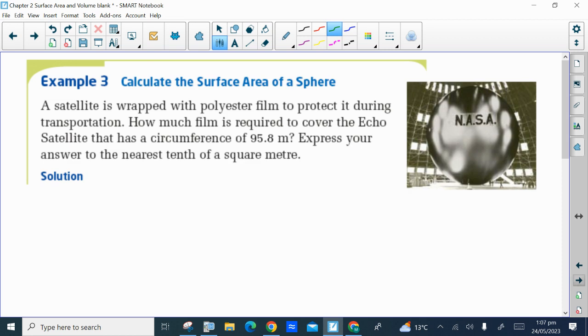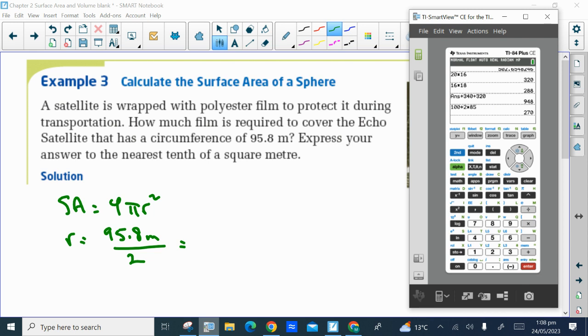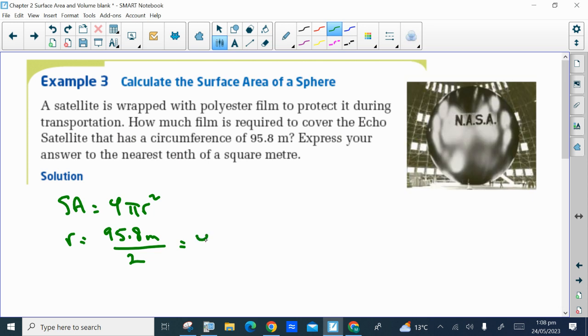A satellite is wrapped with polyester film to protect it during transportation. How much film is required to cover the ECHO satellite that has a circumference of 98.5 meters? I'll express it to the nearest tenth of a meter. The formula for surface area of a sphere is 4 pi r squared. And r, the radius, is half the diameter. So that's where we would start. Divide the circumference by 2. Our radius is 47.75.